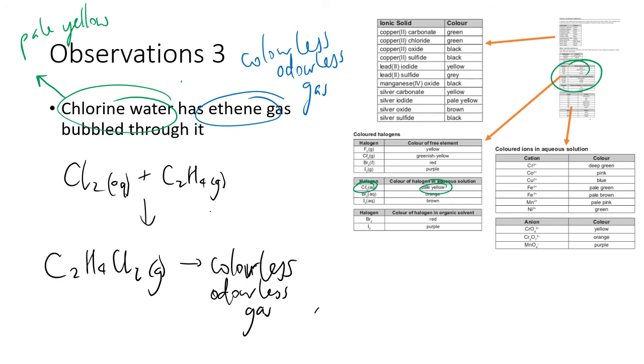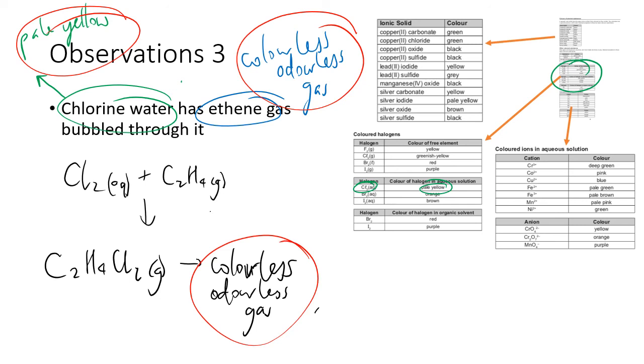Okay, so the reaction is a pale yellow solution has a colorless, odorless gas bubbled through it, and a colorless, odorless gas is produced. And if you think about it, the Cl2 is consumed in the reaction. And if it's consumed in the reaction, you're not going to see it anymore. So therefore, it also forms a clear, colorless solution.